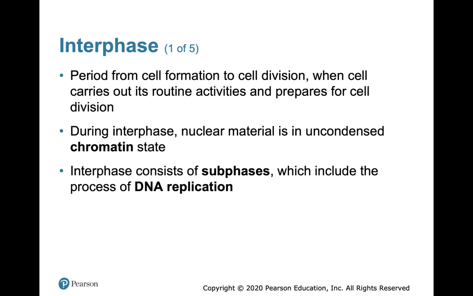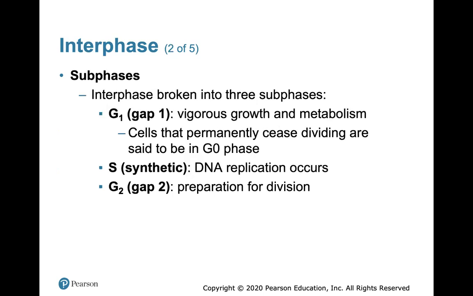During interphase, the nuclear material will be in the uncondensed chromatin state, and interphase consists of subphases, which include the process of DNA replication. In the subphases of interphase, G1 is the vigorous growth and metabolism, S is the synthetic or DNA replication phase, and then G2 is the preparation for division.